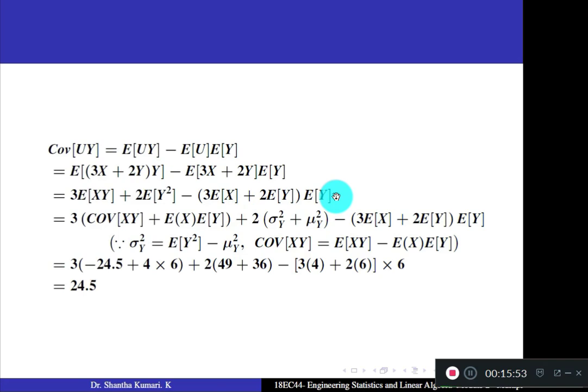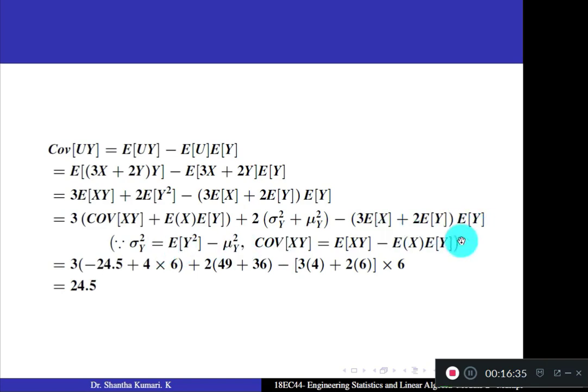Once again, similar to your previous part, expectation of xy is not known. So what can you do? Use the equivalent formula. What is the equivalent formula? For expectation of xy, the formula is covariance of xy plus mu x mu y. So use that formula here. And 2 into expectation of y square is not known. Instead, sigma square y is known, and mu square y is known. Substitute. Rearrange the terms. So expectation of y square will be sigma square y plus mu square y. Substitute here. Minus. Write this term as it is.